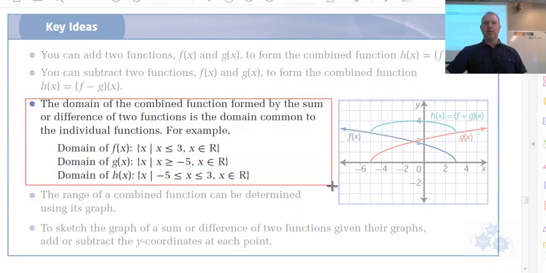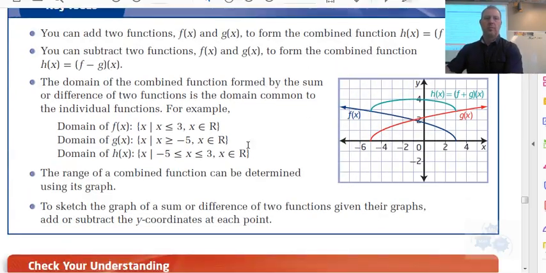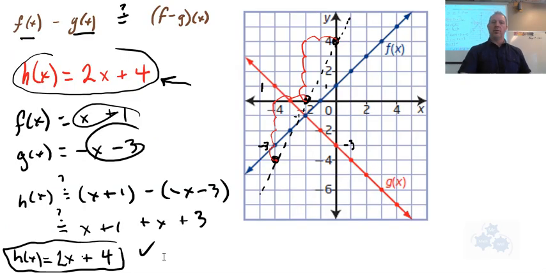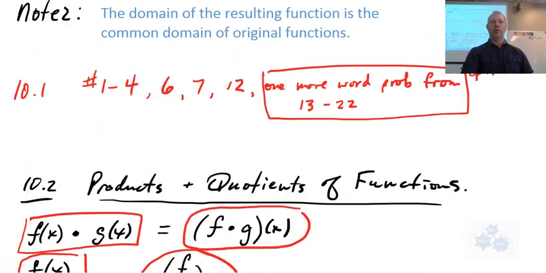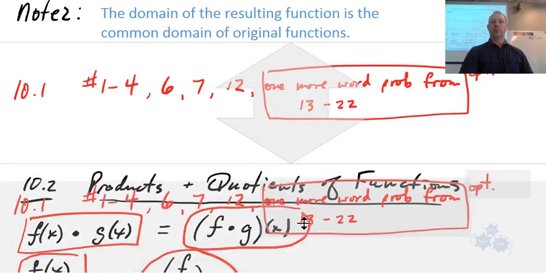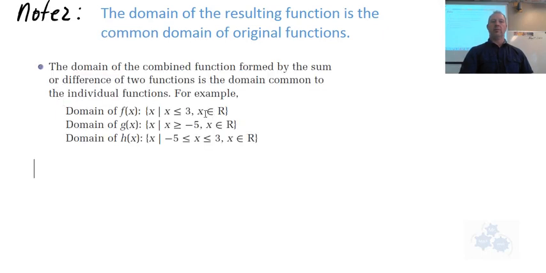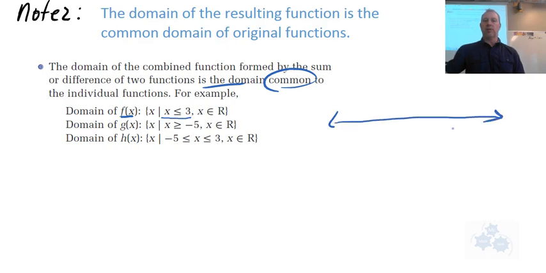All right? And here's a bit of an example as well. And this really is the last new thing that I want to introduce to you here. So here's the note here. That's the last little note here, but I'm going to clip this from the summary of the section as well. So the domain of the combined function formed by the sum or difference is the domain that is common to the individual functions. So for example, if this was the domain of f of x, x equals, and I'm going to put it on a number line here for you, x is less than or equal to 3, so it's like here and back, see that? So that's f of x.